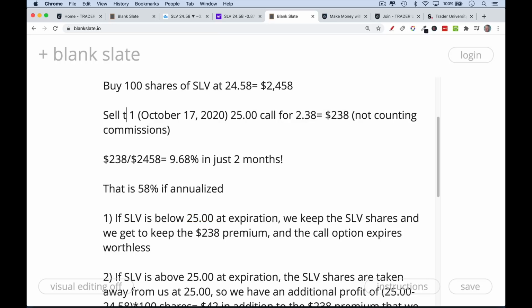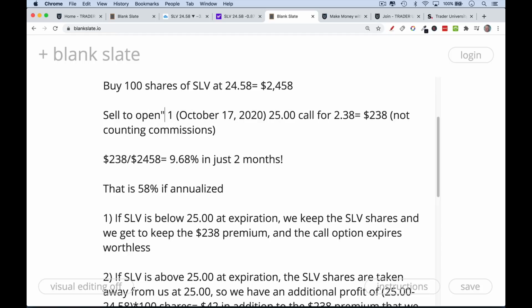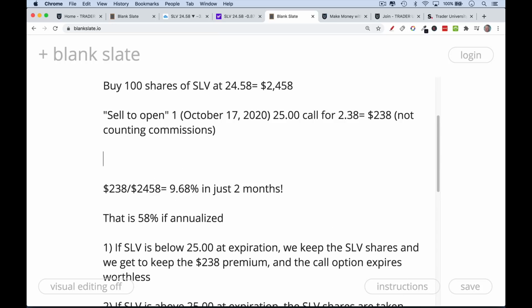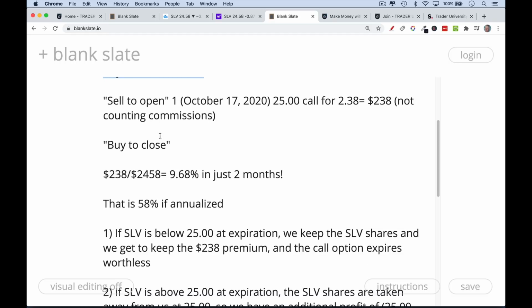And I should have mentioned here that this is actually a sell to open order. You'll have a choice when you enter into a call option trade: you can buy to open, which means you're going long the call. In this case, we're going to sell to open. And if you want to exit before expiration, you will use the command buy to close. And then, of course, in the SLV, you'll just buy as if we were buying a stock.